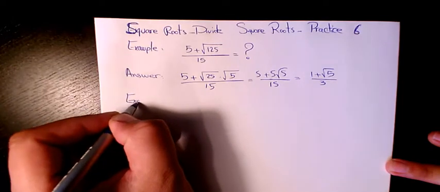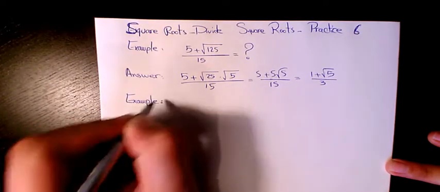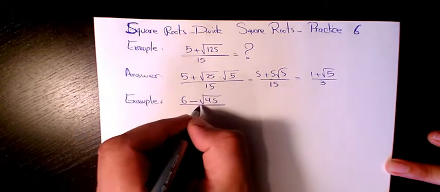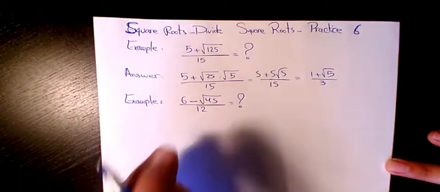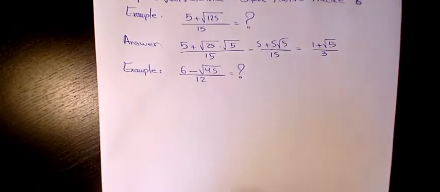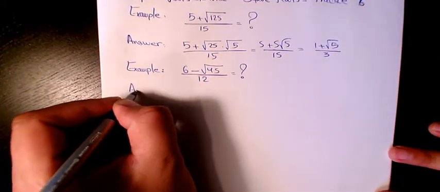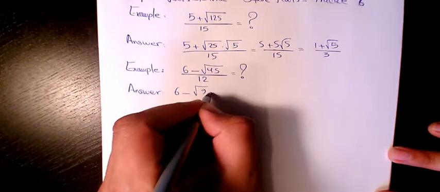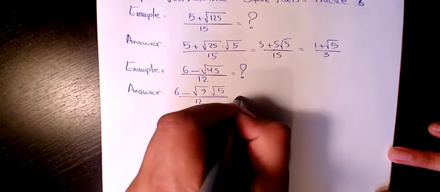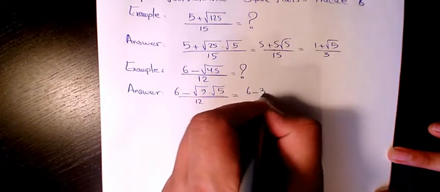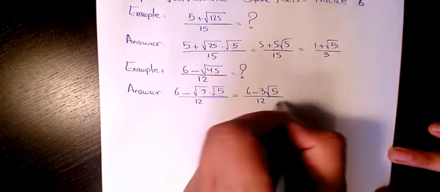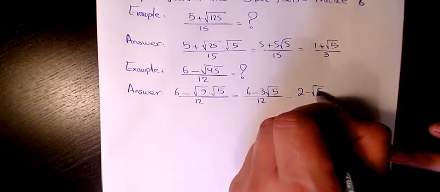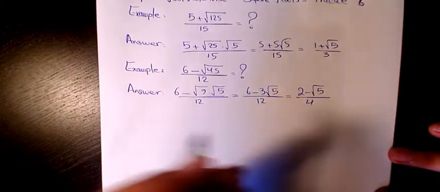Next example is 6 minus root 45 divided by 12. The answer is 6 minus, 45 is root 9 times root 5 divided by 12, which I have 6 minus 3 root 5 divided by 12. And we can divide everything by 3. So it's going to be 2 minus root 5 divided by 4.